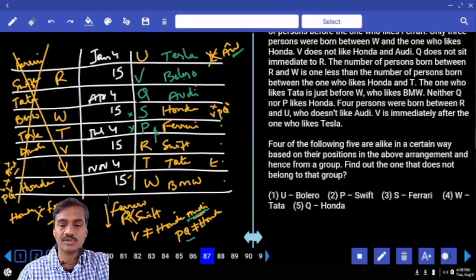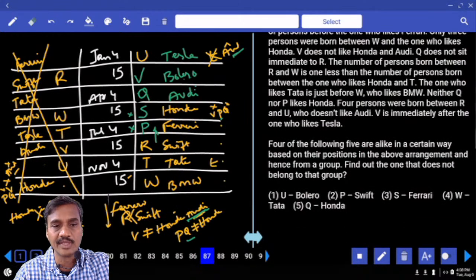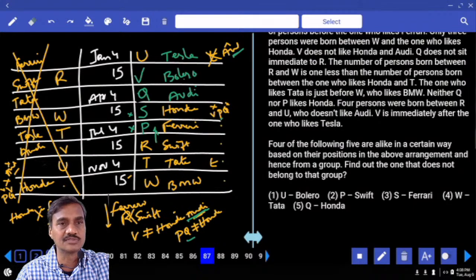And 87. Four out of the following, means odd one out. U and Bolero are adjacent. And P and Swift are adjacent. S and Ferrari are adjacent. W and Tata, now this W and Tata, they are adjacent. And Q and Honda, they are also adjacent. All these persons are adjacent.